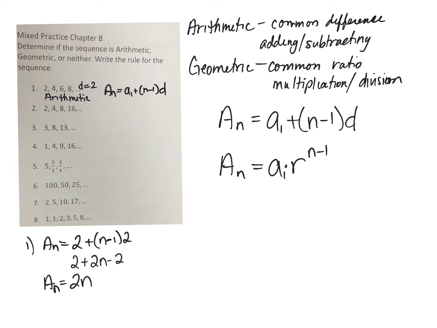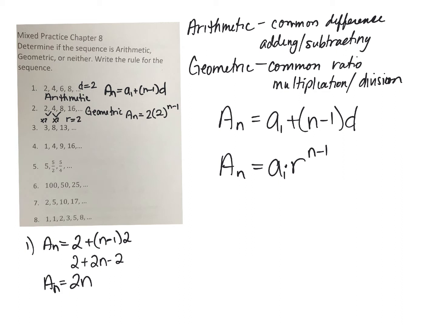Number 2, 2, 4, 8, 16. The pattern is times 2, right? Times 2. So r is 2. It's geometric. And it's an equals 2, my a1, times r, which is 2, to the n minus 1 power. There's no simplifying to do here.